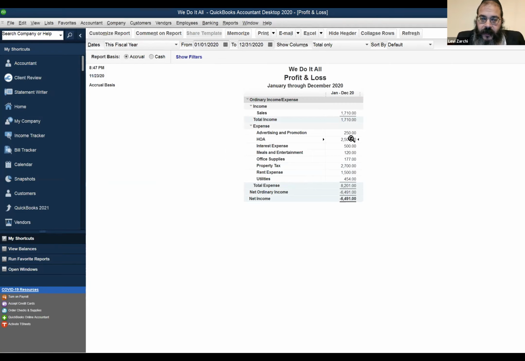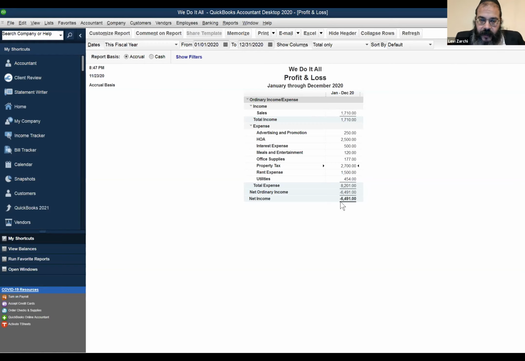And you see here, you have the homeowners association expense of $2,500. We have the interest of $500 and the property tax of $2,700. That is the other $5,700. Right? 2,500 and 500 and 2,700 is 5,700. So that all shows up under expense.